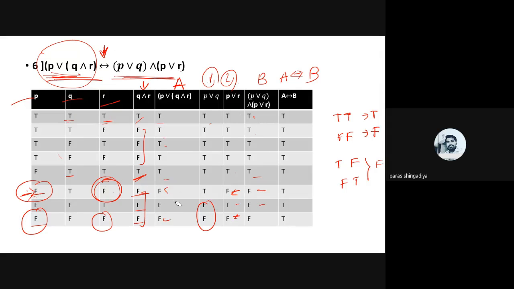Now in the 6th, 7th, and 8th rows, both the values are false. There is no such case in the form of TF or FT in these rows. So all the outputs will be in the form of T.